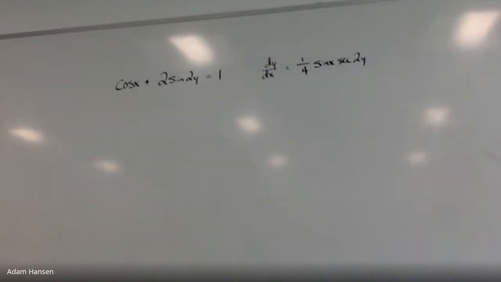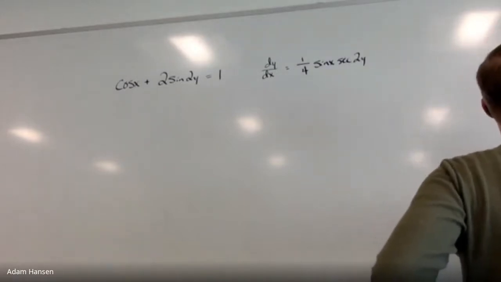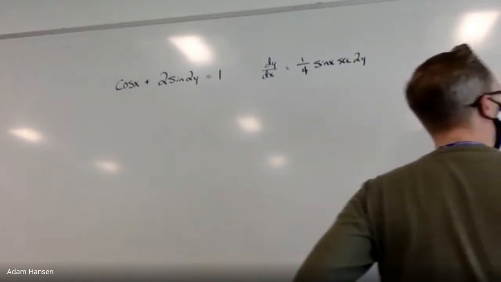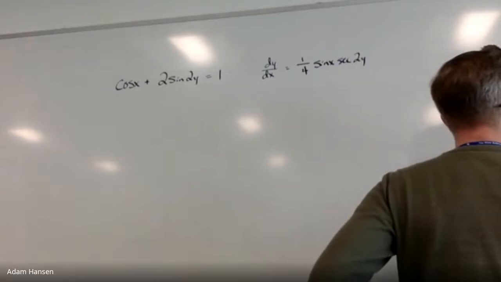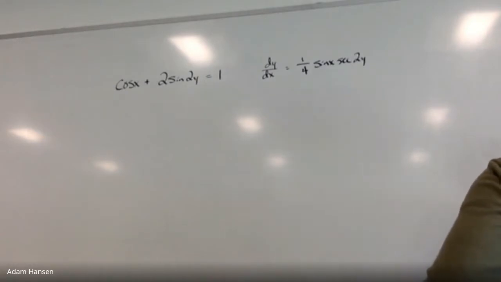So let's see what we got. You need to divide. It's cosine 2y times 4 dy dx. So don't subtract cosine 2y, divide by cosine 2y. We have negative sine x plus 2 cosine 2y times 2 dy dx equals 0. So that means that 4 cosine 2y dy dx equals sine x.